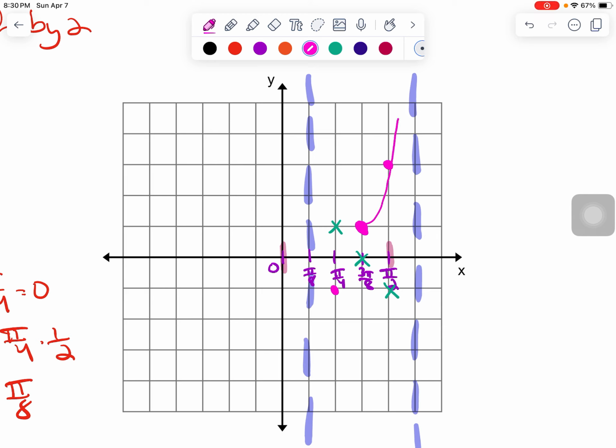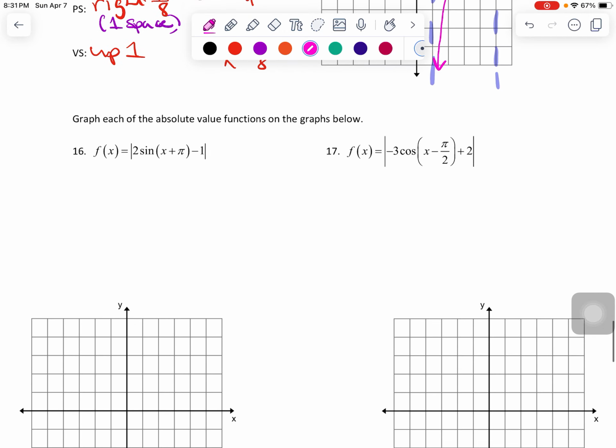Draw in the actual curves. I know as we stretch tangent and cotangent, the curves become a little more difficult to draw, but please make sure that you have curvature in the middle part and you're curving towards the asymptote, but please do not cross them. All right, so problem number 15 is done, and now we've got 16 and 17, which are the absolute value functions.